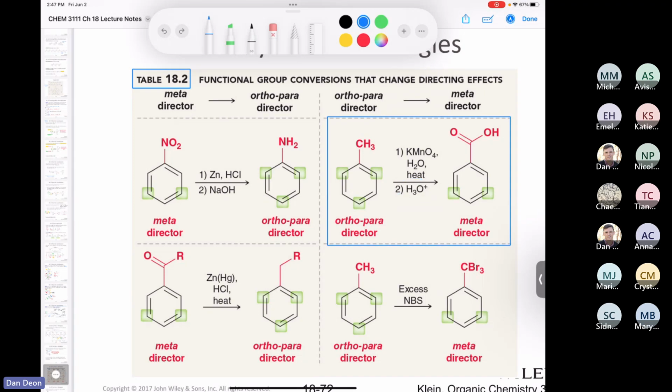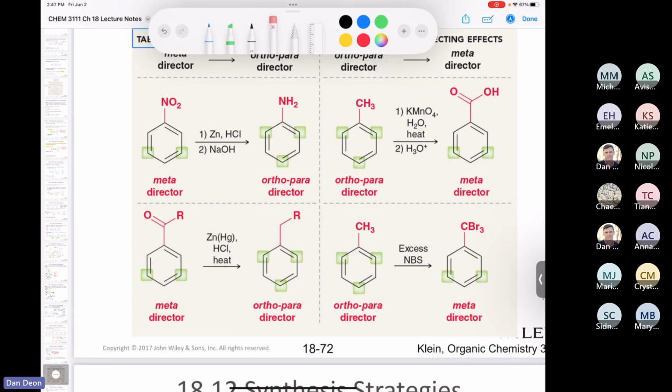Again, you go from an ortho-para to a meta director. And then what are the other two that they show you? I mentioned this one on the little wheel of reactions. You take the methyl group, which is ortho-para directing, you substitute every proton for a bromine, and then you make a meta director. And the last one here is the Clemmensen reduction. You take a meta director and you convert it into an ortho-para director.